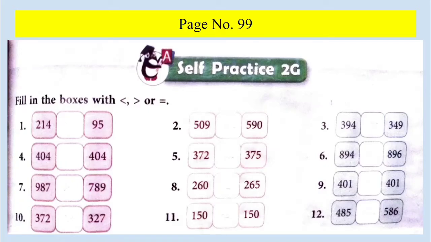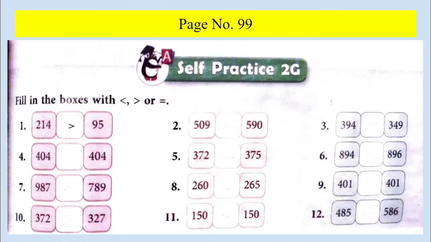So the first question, we have two numbers 214 and 95. So we have learnt in rule 1 that the number with more number of digits is greater. So here 214 has 3 digits and 95 has 2 digits. So 214 has more number of digits, therefore 214 is greater than 95. So we will put a greater than symbol here.